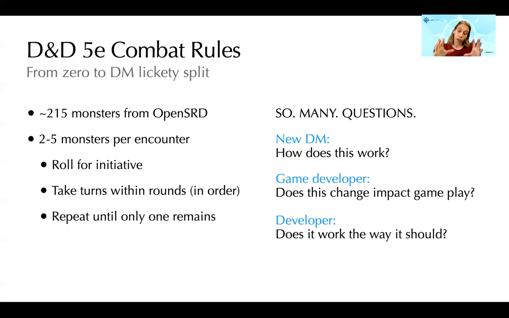We create the encounter, they roll for initiative, which is just like we would do at the table, which puts the monsters in order. They then take turns attacking each other, either with multi-attacks or with their spell save DC, their spell attacks or whatever thing. And they do that until only one of them is left.